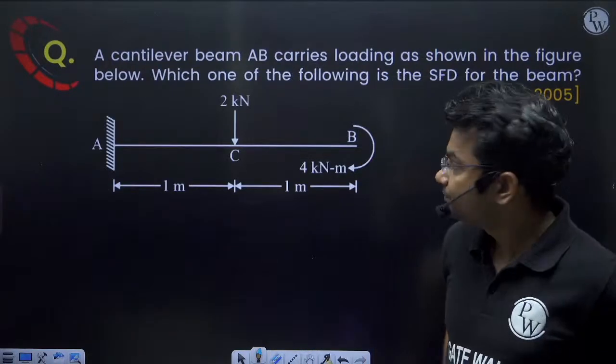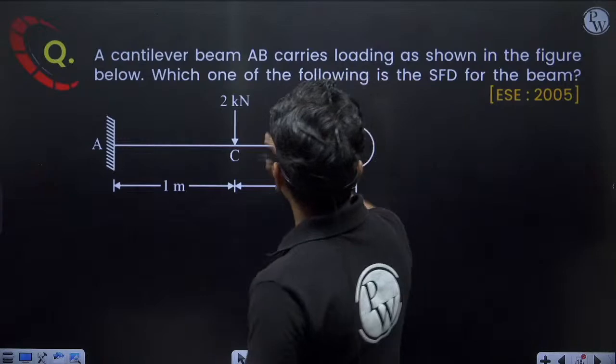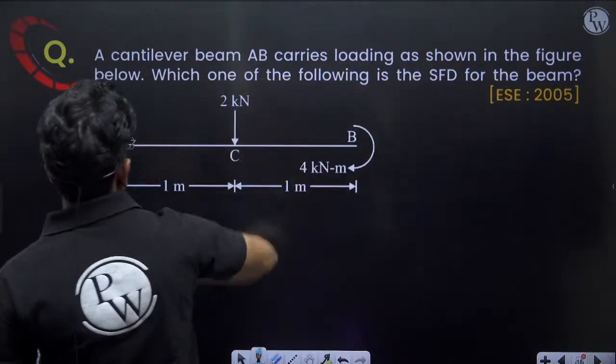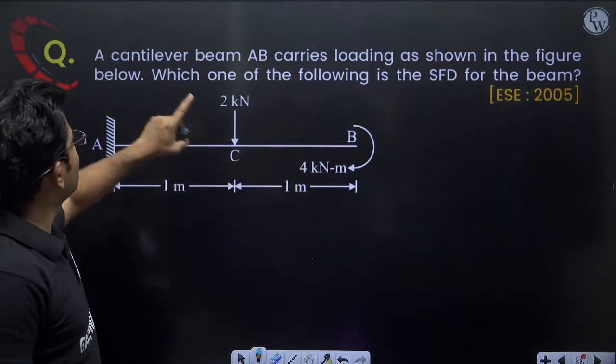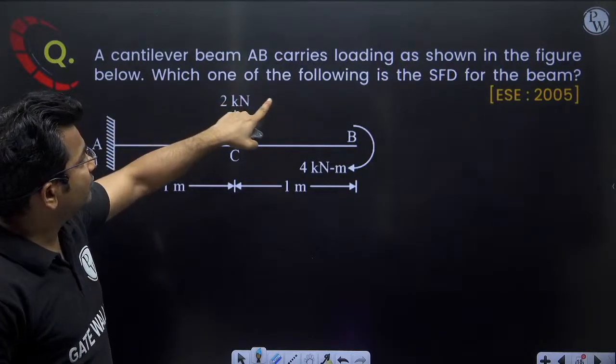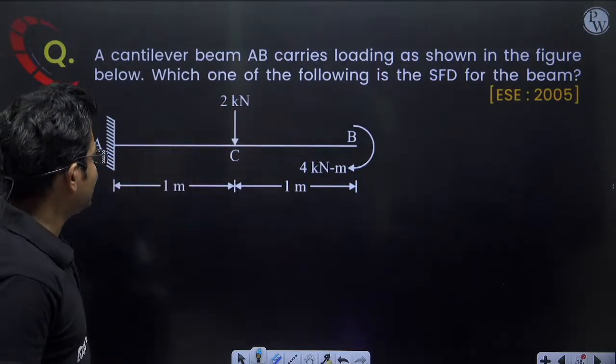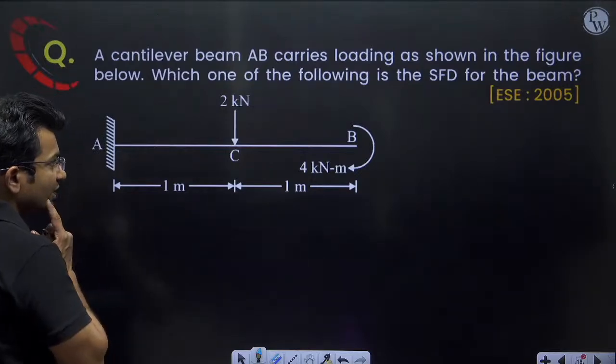Next question. A cantilever beam AB carries loading as shown in the figure below. Okay, so loading is this on a cantilever beam. Which one of the following is the shear force diagram for the beam? So I have to draw the shear force diagram.